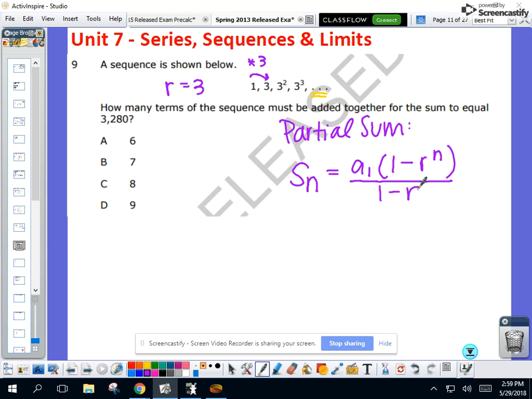So let's plug in all the information that we know for this sequence. We know the partial sum is 3,280. We know the first term is just 1, and the common ratio is 3. It's that n, the number of terms that we aren't sure about. Then all we need to do is solve for the variable up in the exponent.